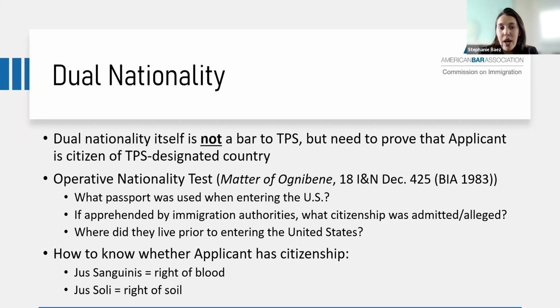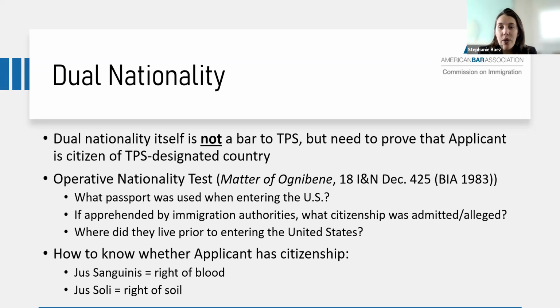One potential way to do that is through something called the operative nationality test. And this is outlined in the case law that's cited here. But the basic factors that could be considered to show that if someone has 2 citizenships, we're looking at their operative nationality, is to look at what passport they used when they're entering the United States. If they were apprehended by immigration authorities, what citizenship did they allege at that time and did they admit to? And where did they live prior to entering the United States?